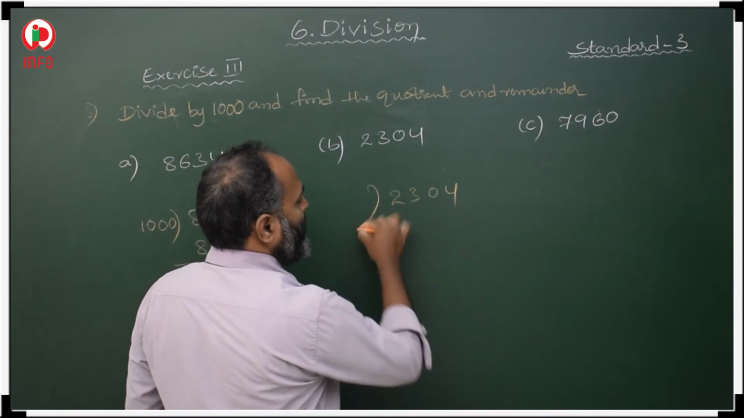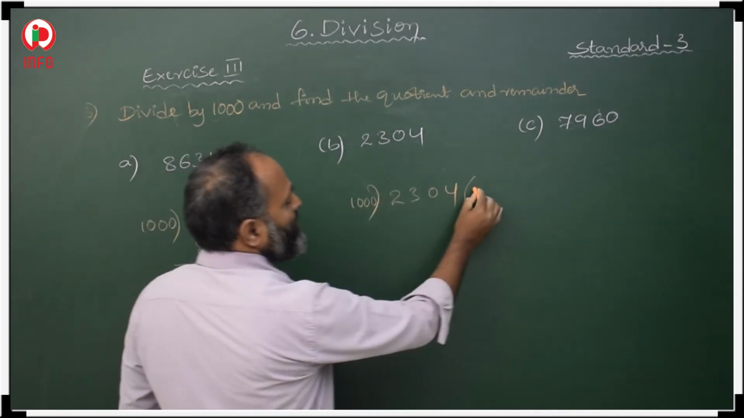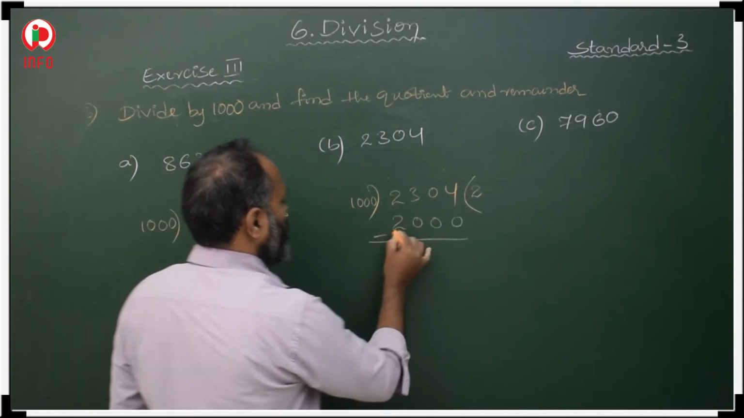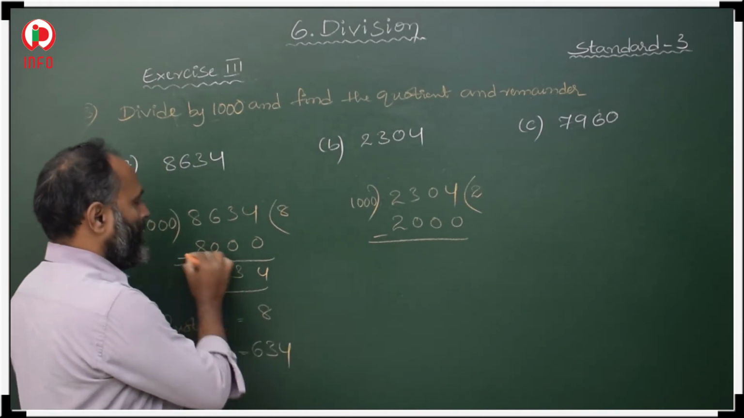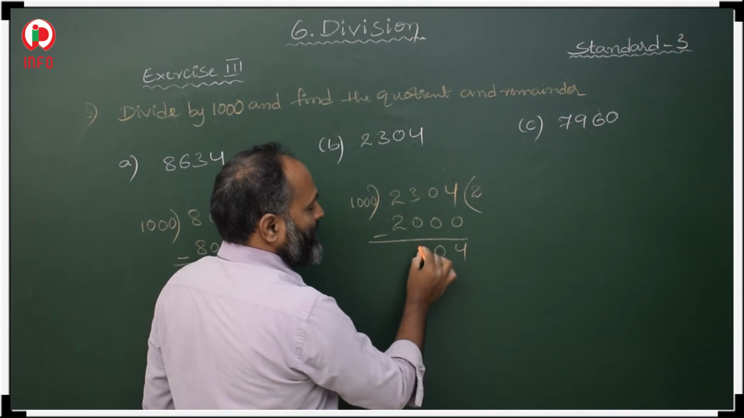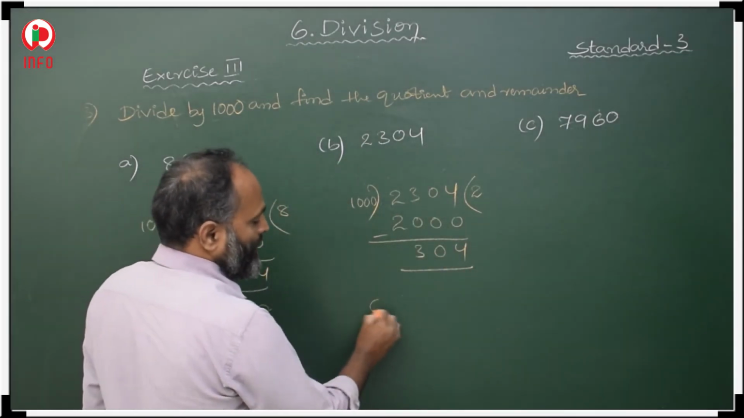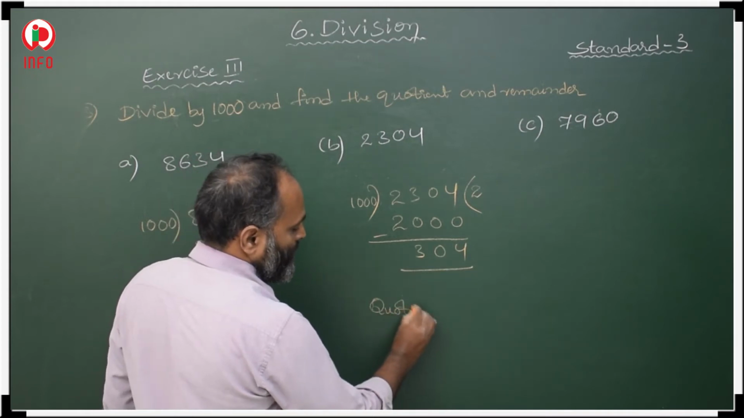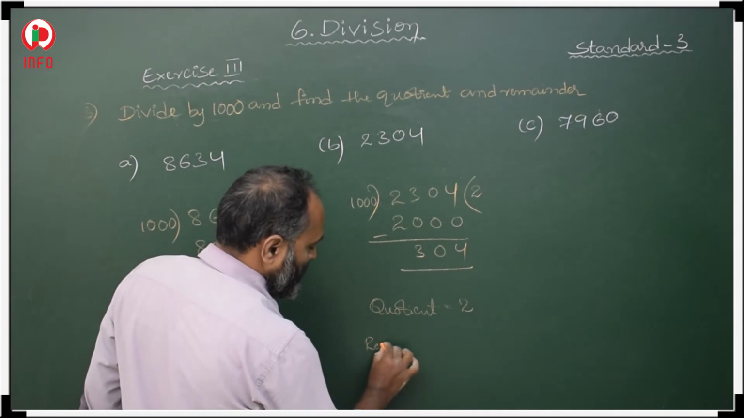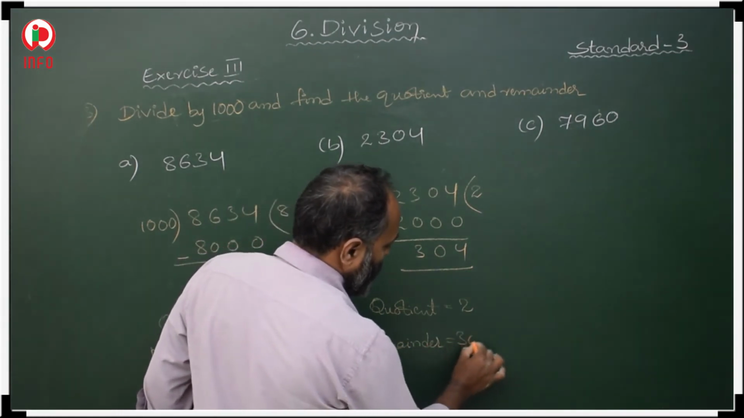Here also 2304, when we divide by 1000, here 2 is there, 1000 2s are 2000, then minus, here also minus. 4 minus 0 is 4, 0 minus 0 is 0, 3 minus 0 is 3, 2 minus 2 is 0, won't take. Then quotient is 2, remainder is 304.